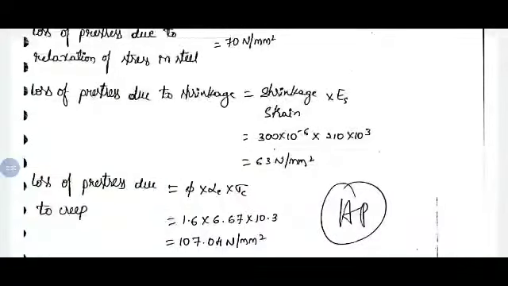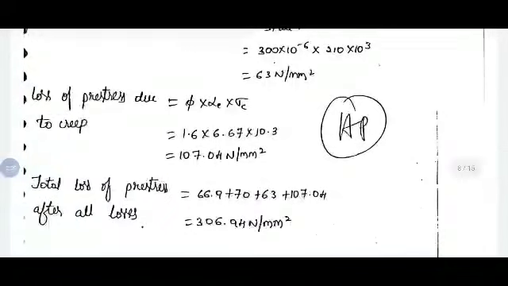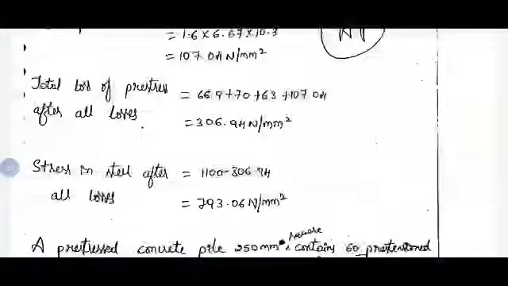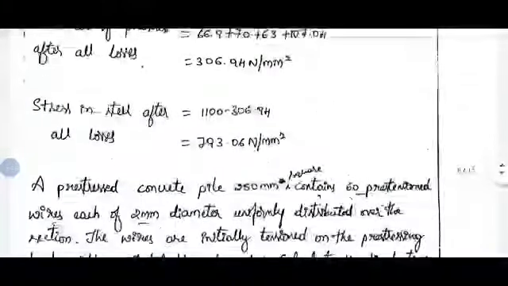Alpha into modular ratio 6.67 into sigma C. We will substitute the values, we will get 107.04 Newton per mm square. Add all the losses, we will get 306. So stress in steel after all losses is 793.06 Newton per mm square.